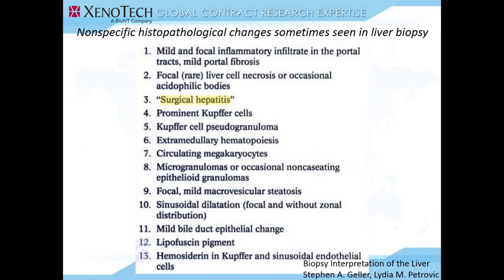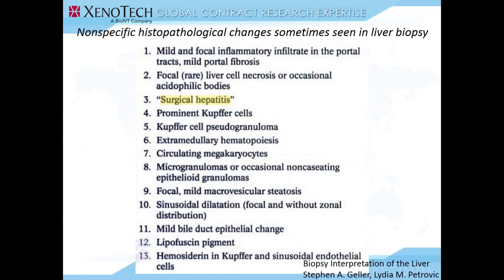These include mild and focal inflammatory infiltrates in the portal tracts that may be associated with mild portal fibrosis, small focal areas of necrosis, and often prominent Kupffer cell infiltrates. And of course things such as lipofuscin or hemosiderin inside the Kupffer cells are often seen.